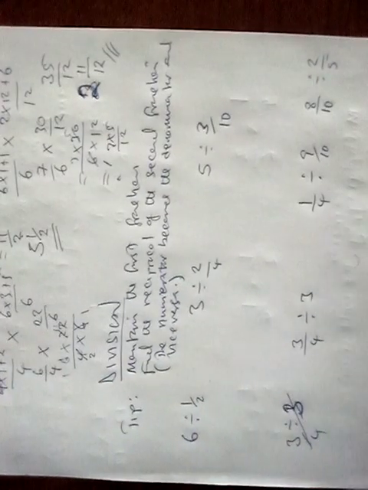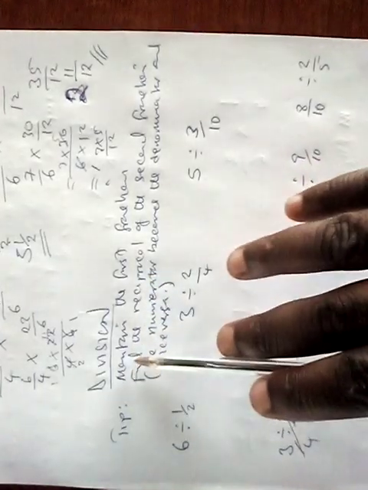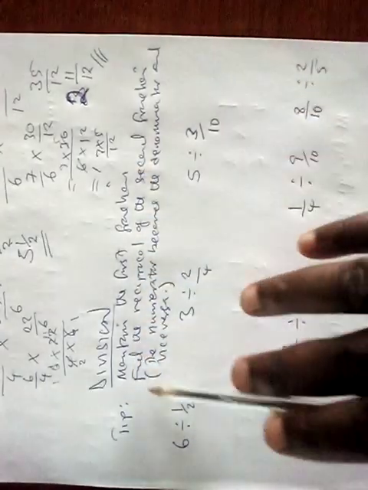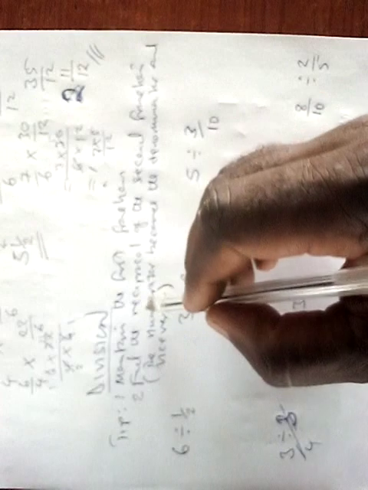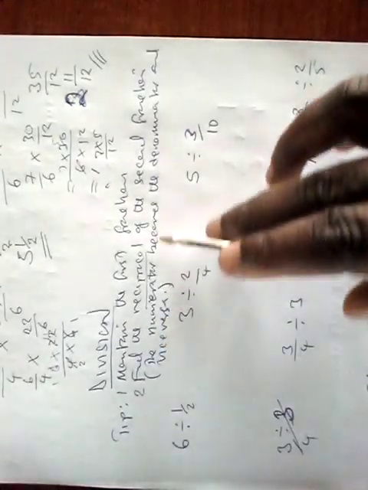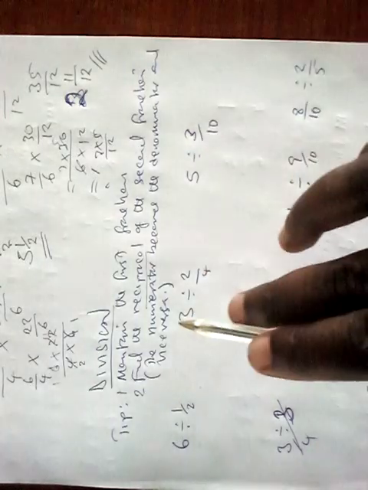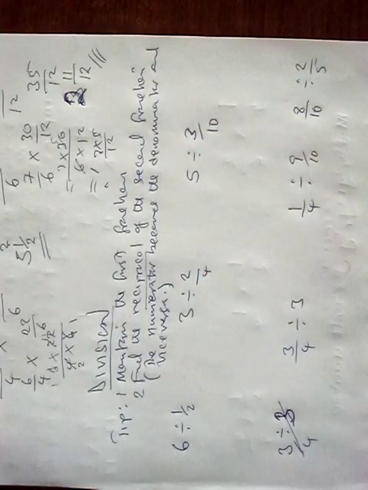So we now deal with division. So for division, maintain the first fraction, that is tip number 1. This is number 2. Maintain the first fraction. Find the reciprocal of the second fraction. That is, the numerator becomes the denominator and vice versa. So in other words, find the inverse.